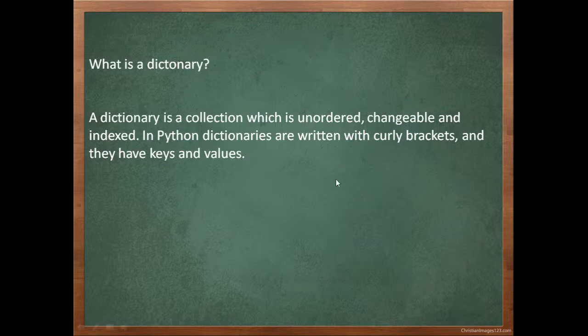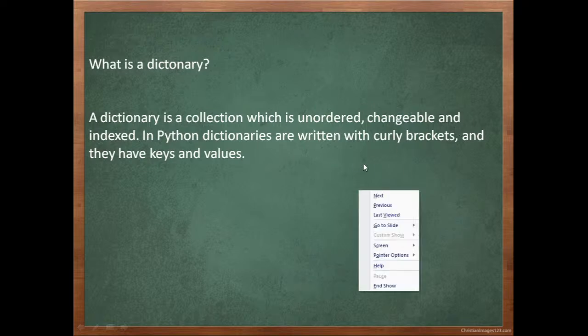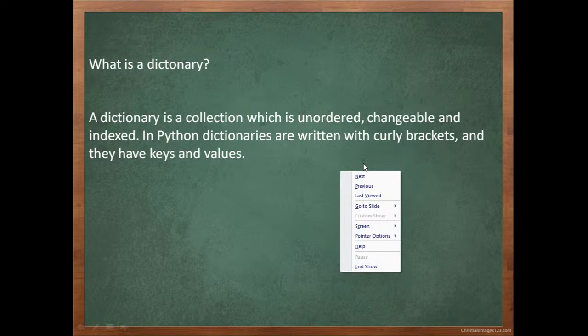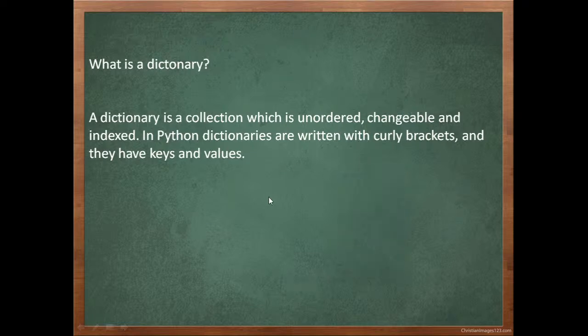Here the dictionary is unordered and it is changeable. Yesterday I discussed both tuple and set. A tuple is an ordered one. Coming to set, it is an unordered one. It doesn't change, it is a constant one. We can't change that set, and a set doesn't have any indexing. But here the dictionary is an unordered one. It can be changeable. It has indexing.